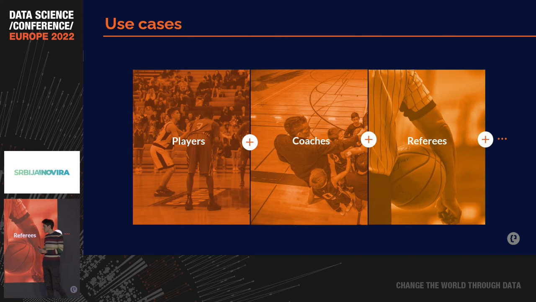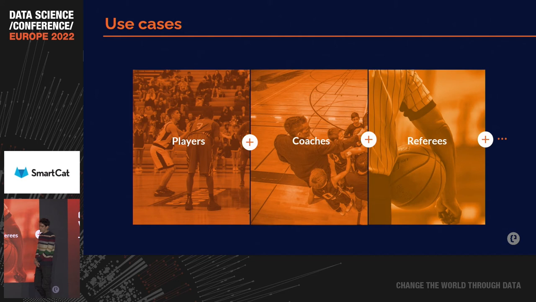And of course, the most obvious use case is for referees. Once this system evolves to be usable in a professional basketball match, it can help referees to signal a pivoting violation or any other violation, non-subjectively.